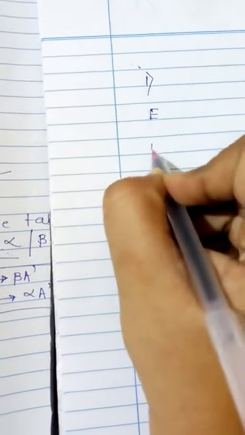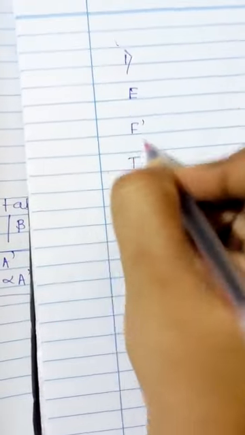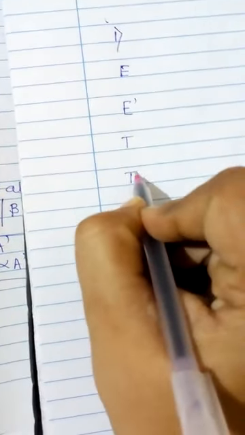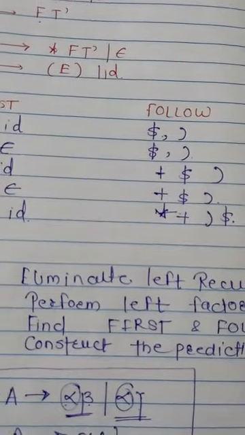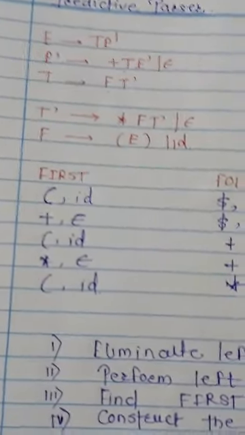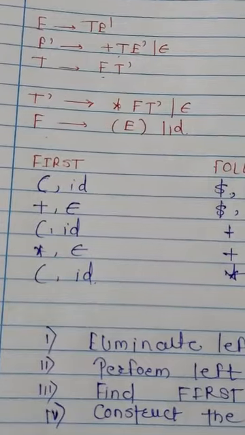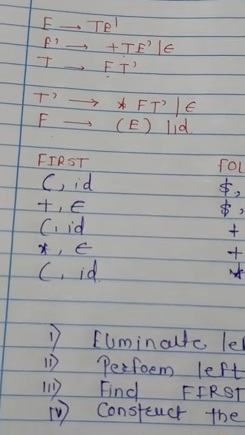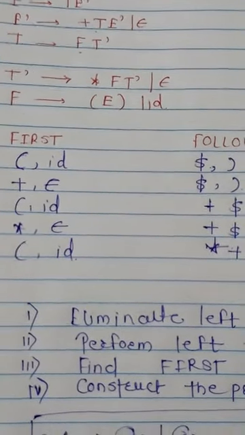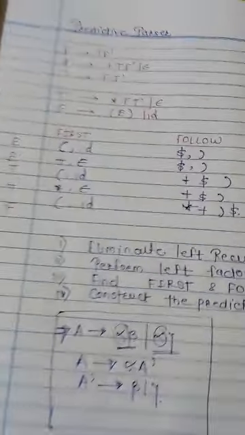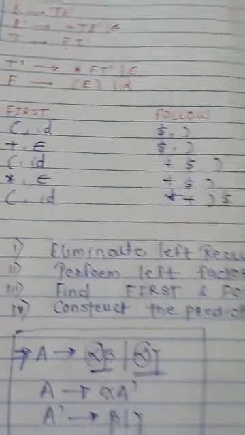It is E, E prime, T, T prime and F. So how many terminals do you have in your example? It is plus, star, opening bracket, closing bracket, ID, epsilon, and dollar should always be there. Okay, now once you construct this table, I will draw it like a table.